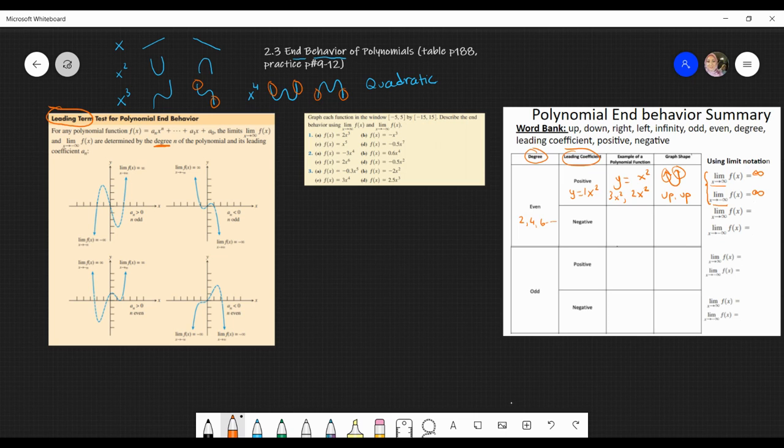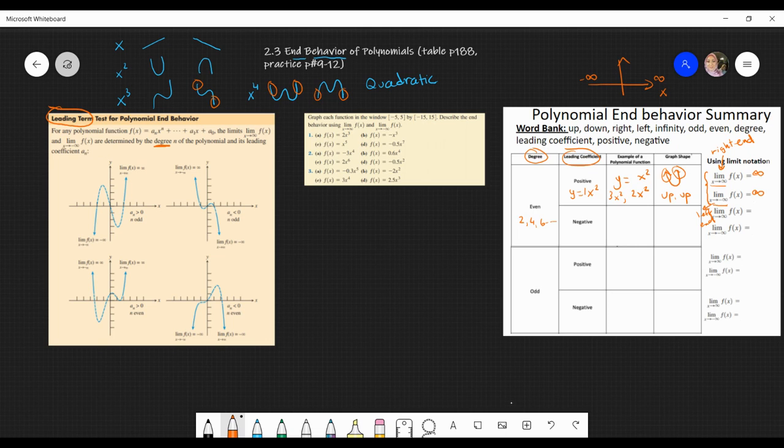And if you want to understand x, here's the x-axis. Here's positive infinity. Here's negative infinity. So when we say limit as x goes to positive infinity, this is the right end. And as x goes to negative infinity, this is the left end.